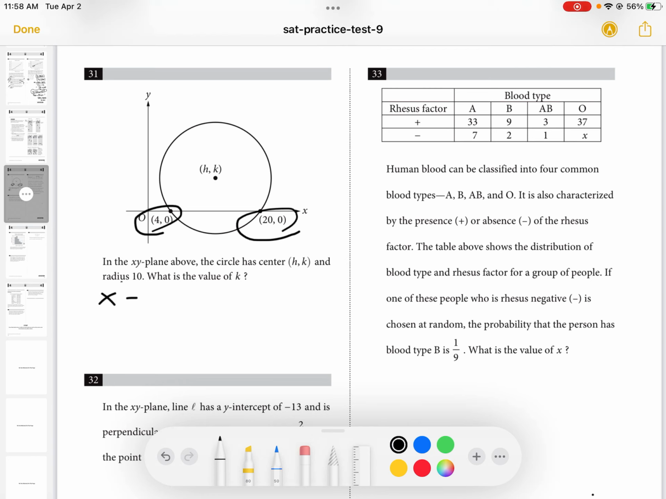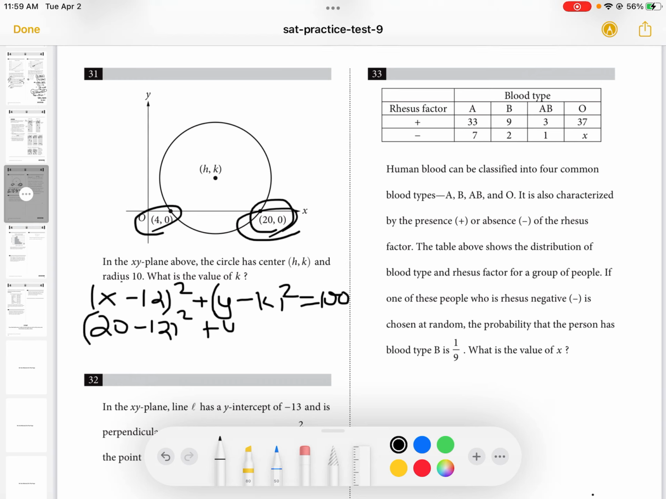So when we go back to our circle equation, we know that x minus 12 all squared plus y minus k squared, that's supposed to be equal to 100. So I'm going to plug in this point again. 20 minus 12 squared plus k squared equals 100. Now 20 minus 12 is 8. 8 squared is 64. So 64 plus k squared equals 100.